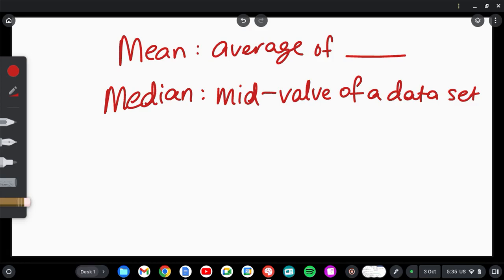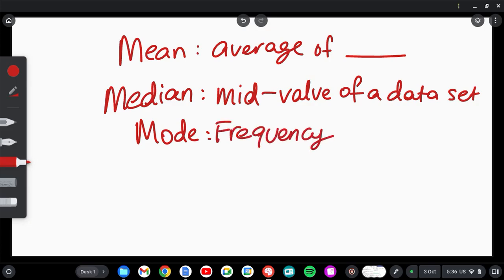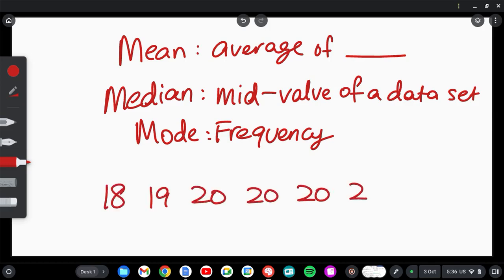And the last one is mode. What is mode? Mode is the frequency. How often does it occur? So for example, if I have 18, 19, 20, 20, 20, 21, 22, 23. What is the mode number? 20. How many times did it occur?